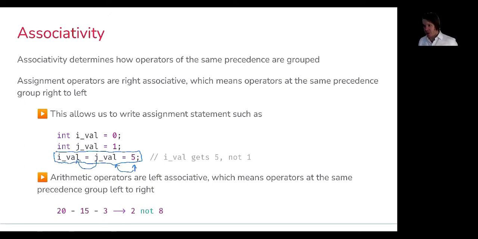Now, arithmetic operators, on the other hand, are going to be left associative, which means operators at the same precedence group left to right. So looking at this here, we'd first carry out 20 minus 15 to get 5. And then from 5, we'd go ahead and subtract 3 to arrive at 2. Had this been right to left associative, 15 minus 3 would have given us 12. 20 minus 12 would have given us 8. But this is not the case. As far as associativity goes, it's going to be, for arithmetic operators, left associative.